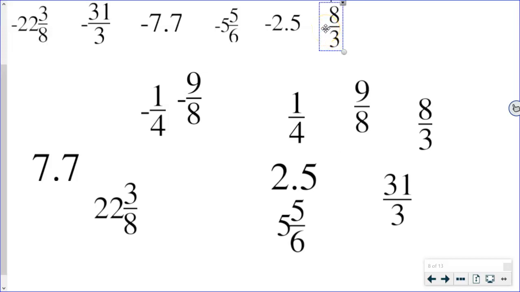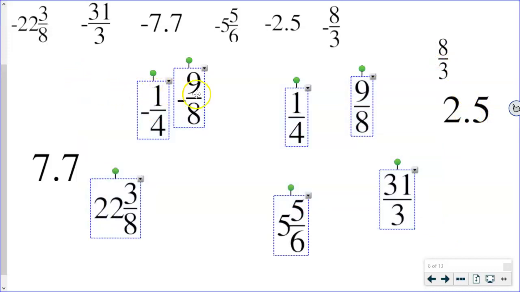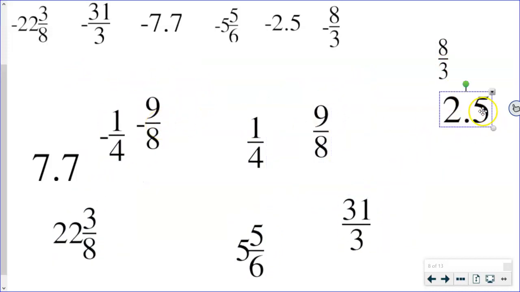Which is bigger? 2 2/3 or 2.5? Luis? 2.5 is bigger? Depends on if I'm talking positives or negatives, right? Which one is bigger? Gabriel, talk it out. Good. So let's focus on the positive versions of those for just a second. We've got the 8/3 and we've got the 2.5. You just said that 8/3 is 2 2/3, and that's going to be bigger.